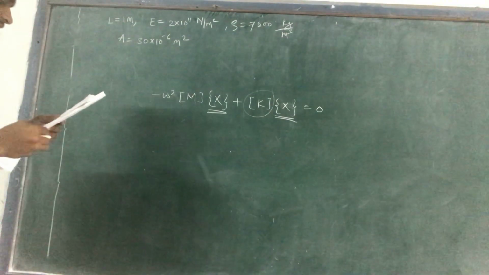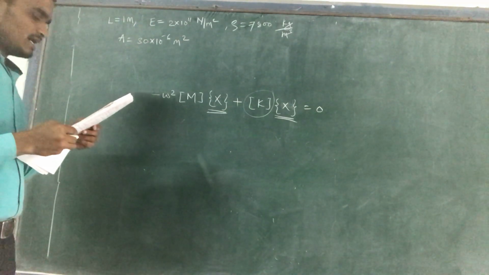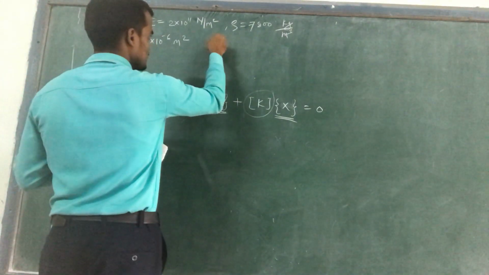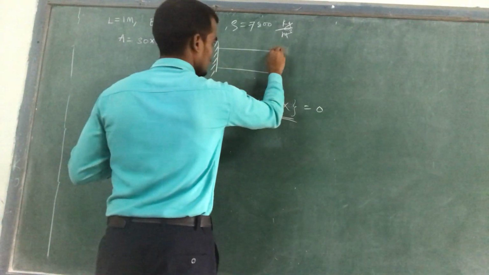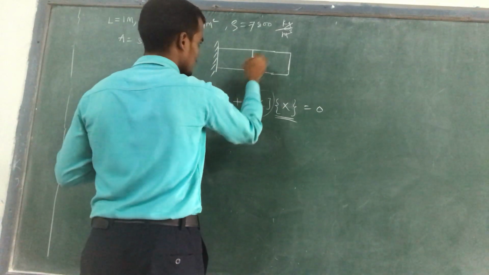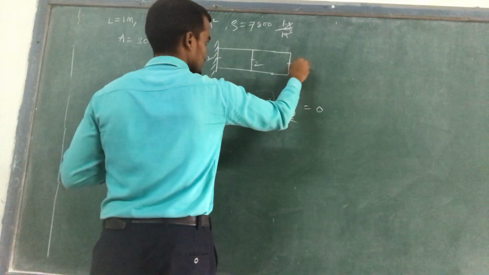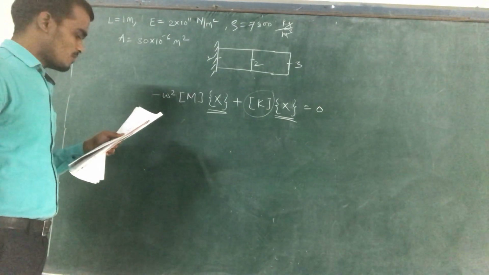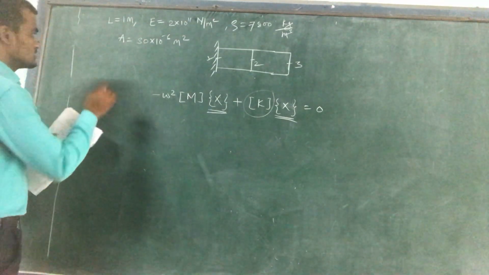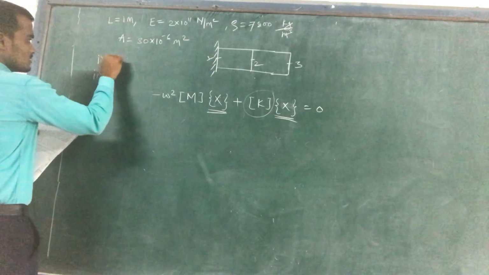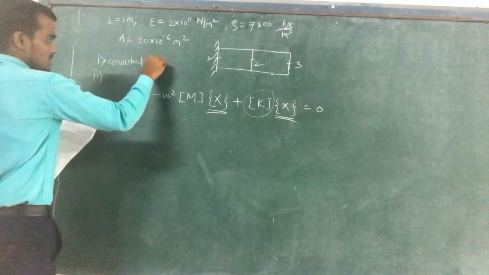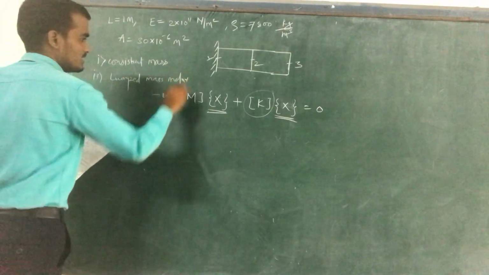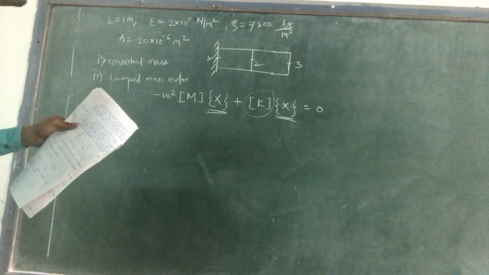Estimate the natural frequencies of axial vibration of the bar using both consistent and lumped mass matrix. Use 2 elements. Here the diagram is given like this: the left end is fixed, and we need to take 2 elements. Right end is free. So find the natural frequencies of axial vibration of the bar using both the consistent as well as lumped mass matrices, using 2 elements for this analysis.